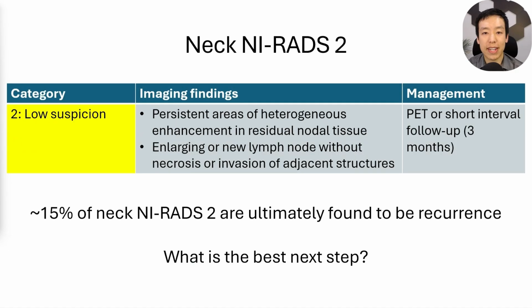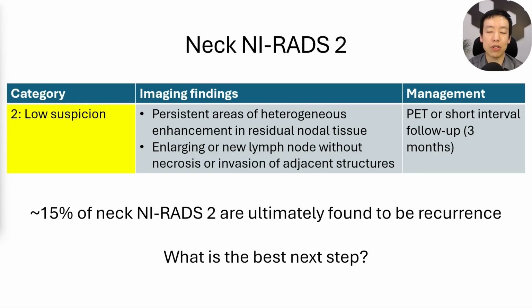I'm going to focus on neck NI-RADS 2, and this means that a node is mildly suspicious. The literature shows that about 14 to 15% of nodal NI-RADS 2 cases are ultimately found to be tumor recurrences. And again, the standard options for management for neck NI-RADS 2 include getting a PET CT if not already performed and a repeat contrast CT in about 3 months.